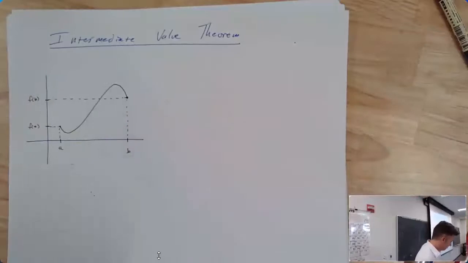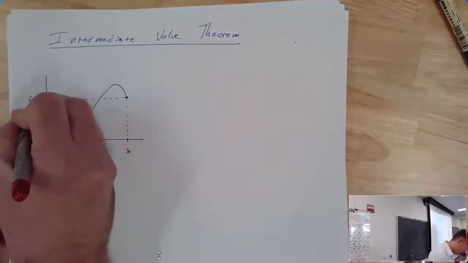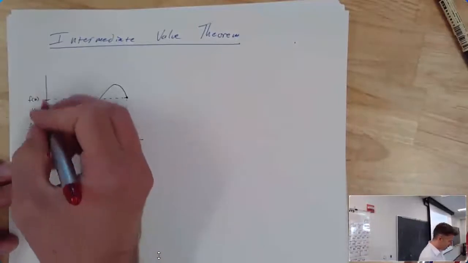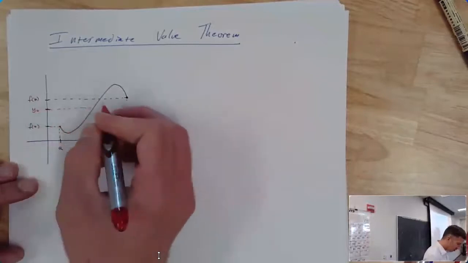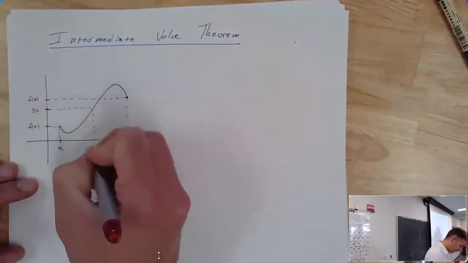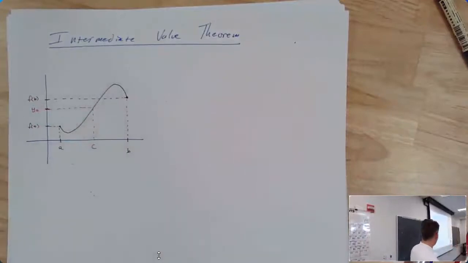So I could pick some y naught right here and say, okay, for that y naught between f of A and f of B, there has to be some corresponding C value between A and B so that f of C is equal to that y. That's what it's saying. Basically, if the function's continuous, you get all the y values between your beginning and your end y value. I should say your beginning and your end y value. I did. That's why I just clarified between your beginning and your ending y value. You're not guaranteed to get that.